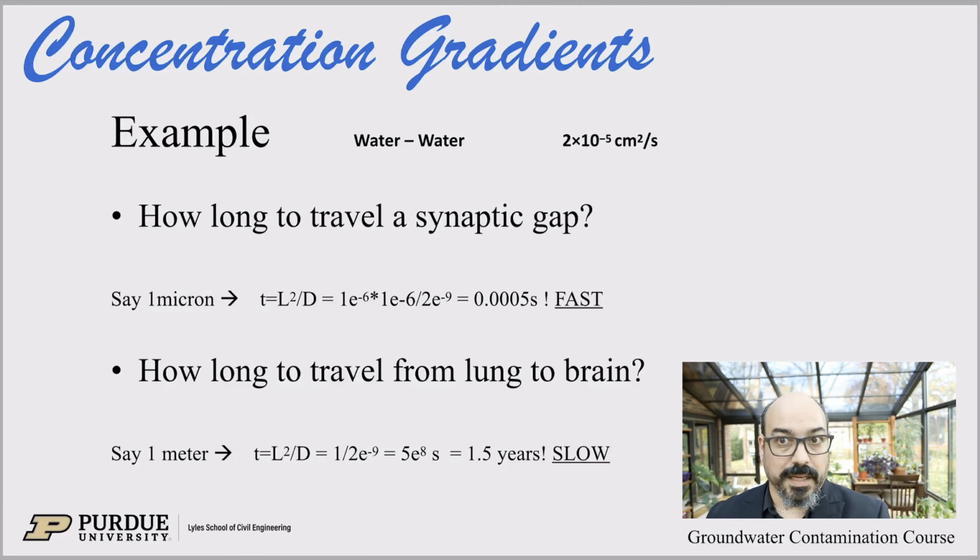Now, if we do the same calculation from your lungs to your brain, and let's assume it's a meter, obviously it's less than that, but just order 1 meter, or say from your lungs to your muscles in your legs, same story. To go 1 meter by diffusion, do the same calculation and find that it takes a year and a half. A year and a half obviously is not an efficient enough transport mechanism to work.